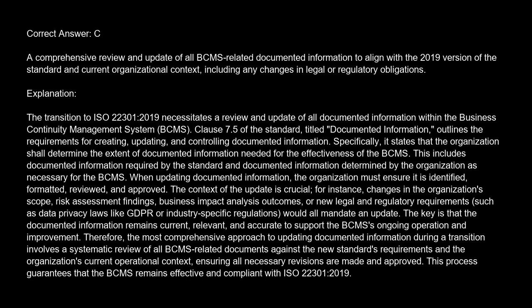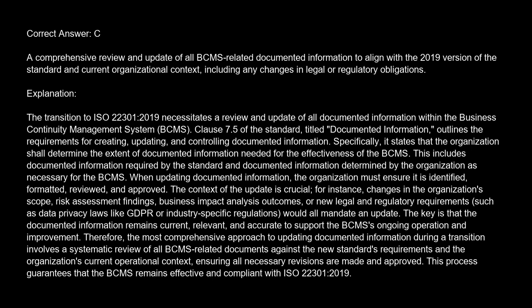The correct answer is C. A comprehensive review and update of all BCMS-related documented information to align with the 2019 version of the standard and current organizational context, including any changes in legal or regulatory obligations. Explanation. The transition to ISO 22301-2019 necessitates a review and update of all documented information within the Business Continuity Management System, BCMS.